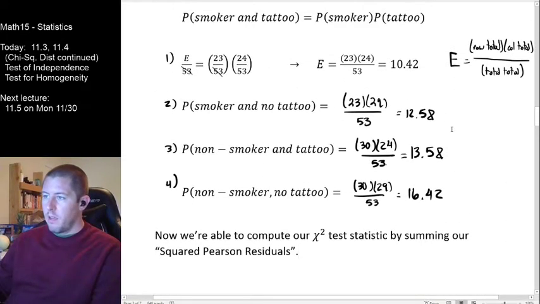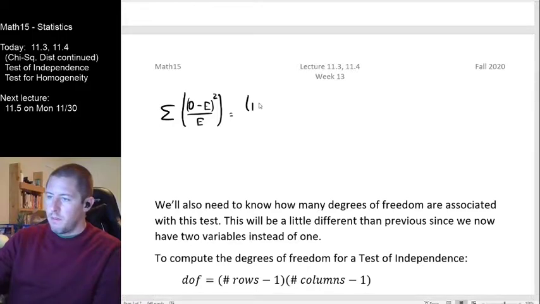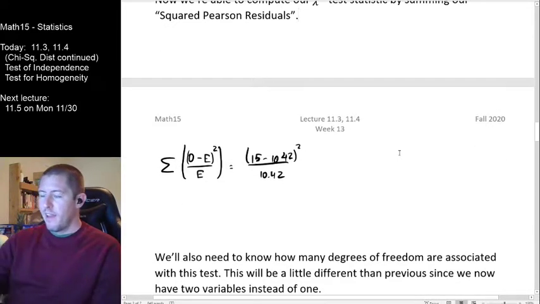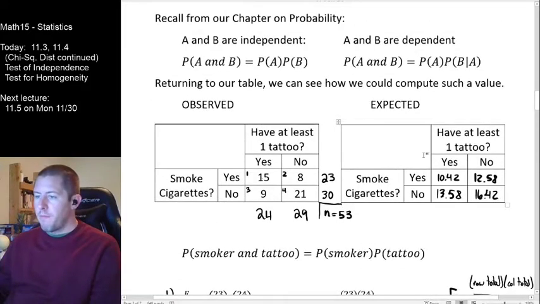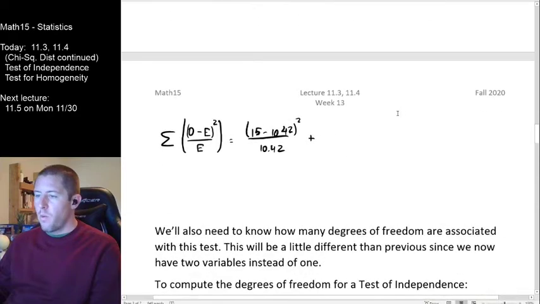Oh, forgot already. 15, 10.42. 10.42 over 10.42. That's our first Pearson square residual right there. Squared Pearson residual, there we go. And we're adding up these for each of these guys here. So what were my, so we'll do these in order. 1, 2, 3, 4. So 8, 9, 21.